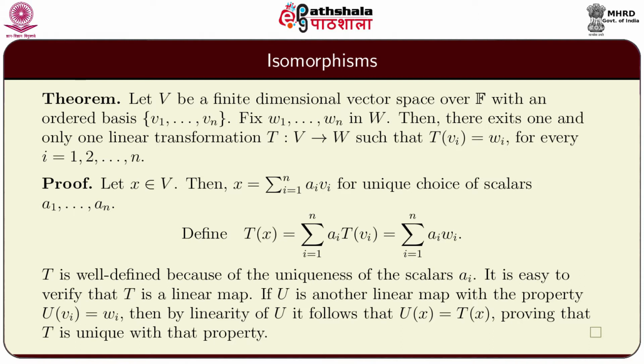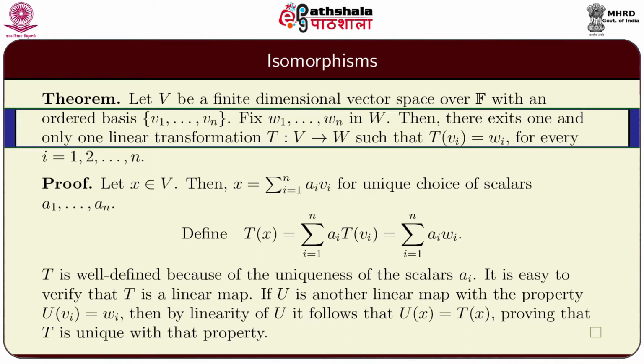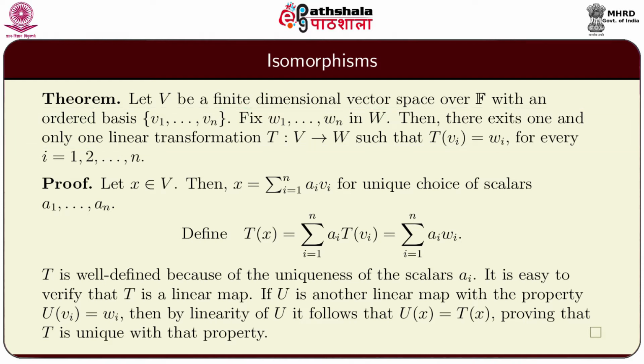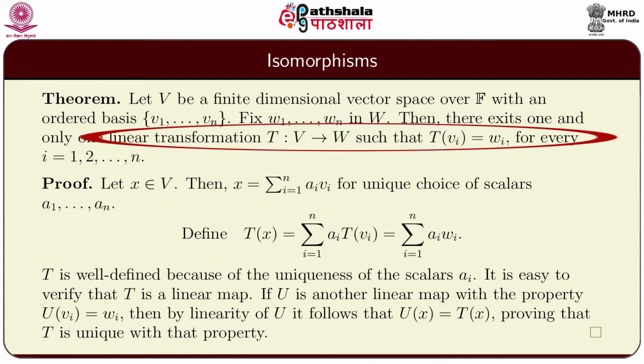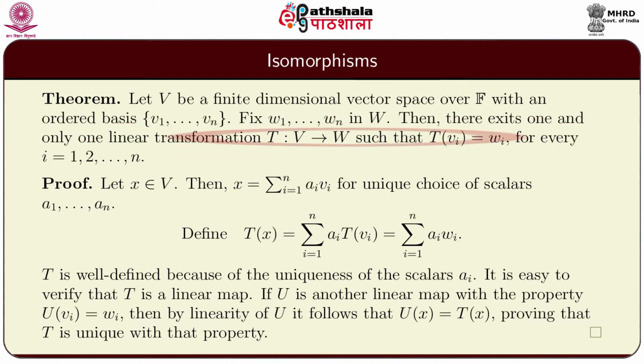Now a very important theorem. So let us start with a finite dimensional vector space V over a field F with an ordered basis V1 to Vn. Let us fix n elements W1 to Wn in W. Then the statement is that there exists one and only one linear transformation T from V to W which takes Vi to Wi for all i equal to 1 to n.